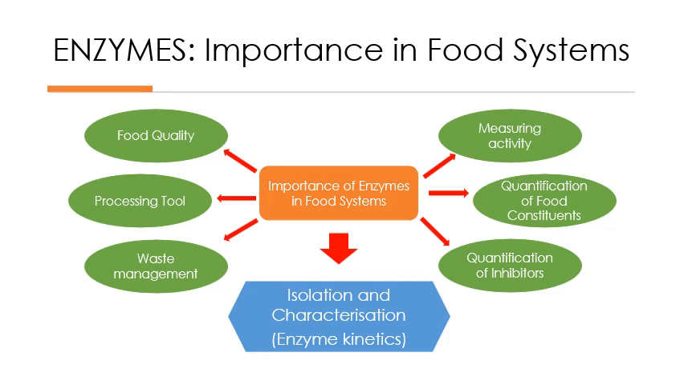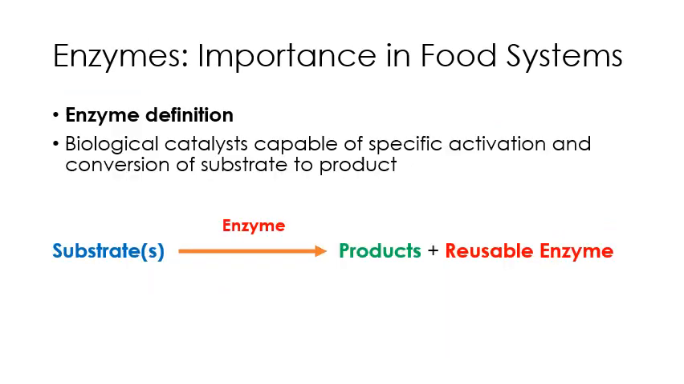Or we can also use enzymes to quantify inhibitors. Okay, so in food science, in food system, it's important to isolate and characterize enzymes and for us to know what are the enzyme kinetics. Okay, so by definition, enzyme is a biological catalyst that is capable of specific activation and conversion of substrate to product. So here we have substrates that is going to be hydrolyzed by enzyme to produce product, and this reusable enzyme will then repeat the process for the next substrate.